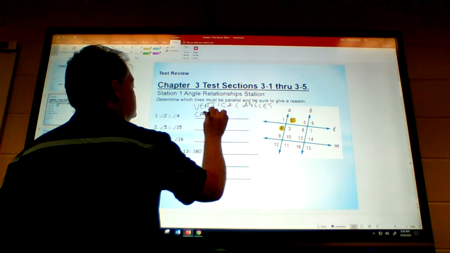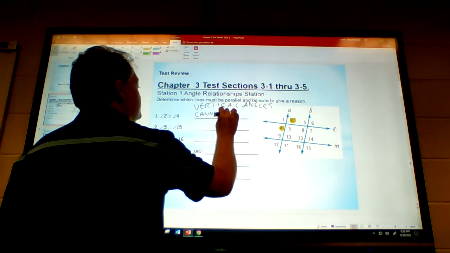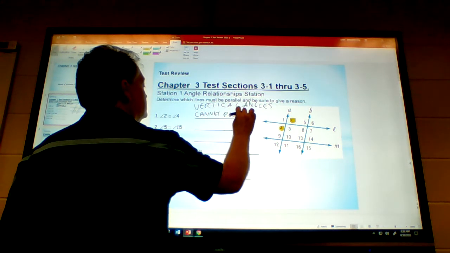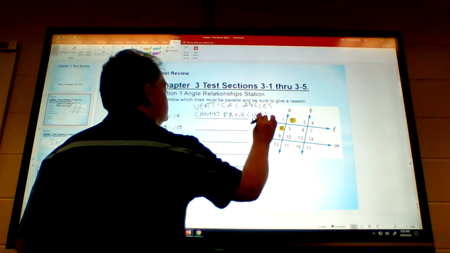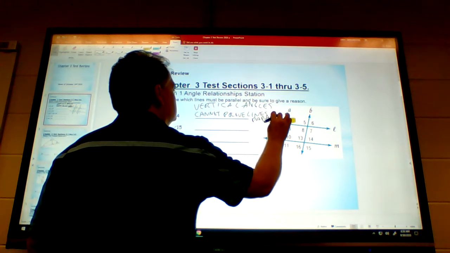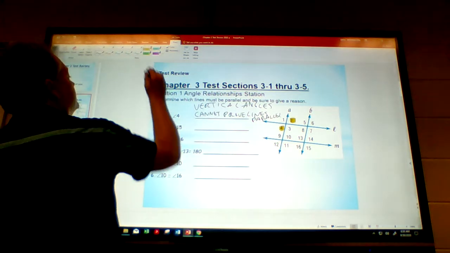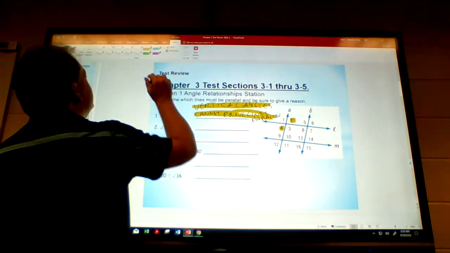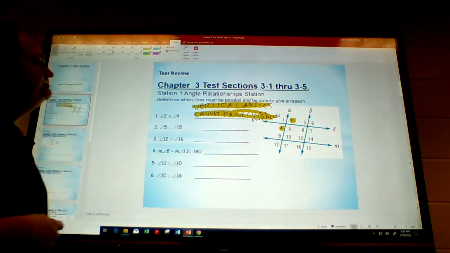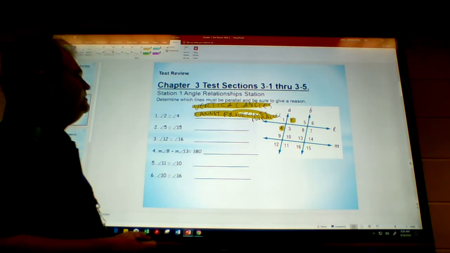Cannot prove lines parallel. All right, and I'm highlighting that in yellow because that is something totally different. So, okay, there we go. All right, now let's look at 5 and 15.